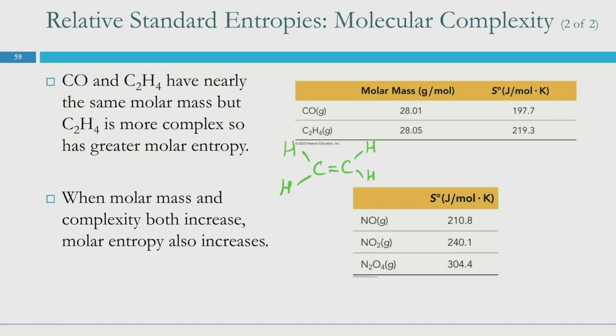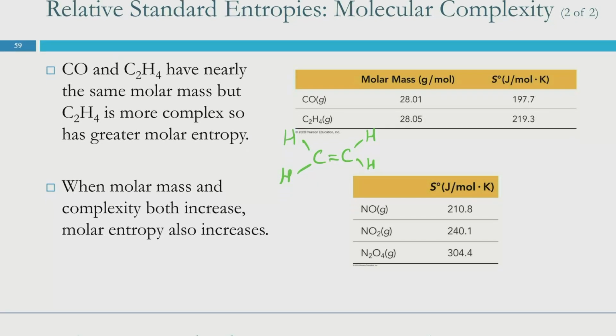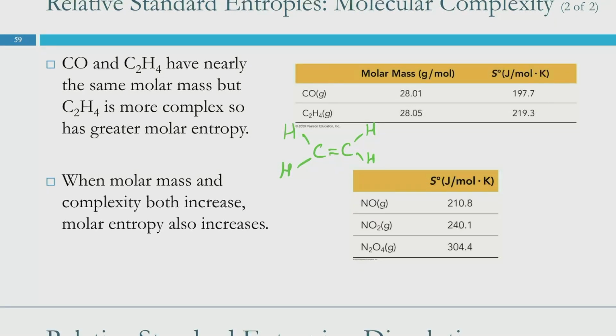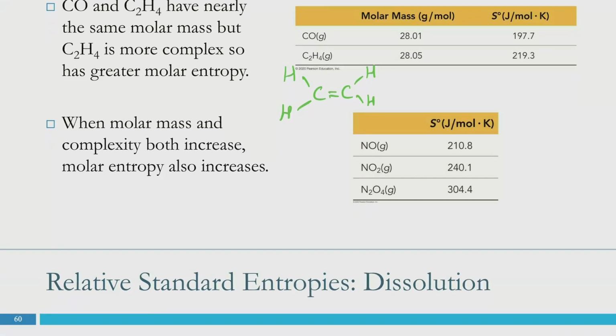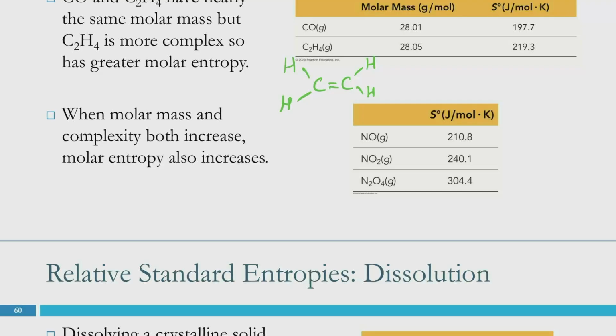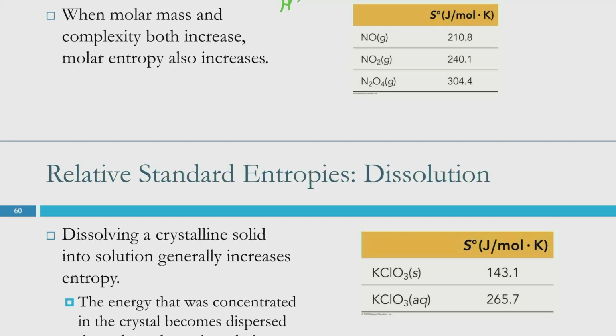And if you increase both of them, so when molar mass and complexity both increase, you also get the entropy increasing. So NO versus NO2 versus N2O4. Adding bonds and molar mass, since both of those individually would increase your entropy, makes sense that combining them also increases entropy. And then I think this is the last one in our trend.